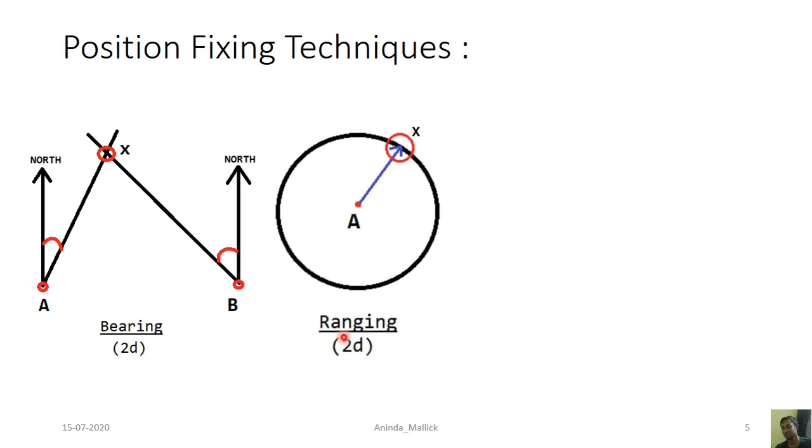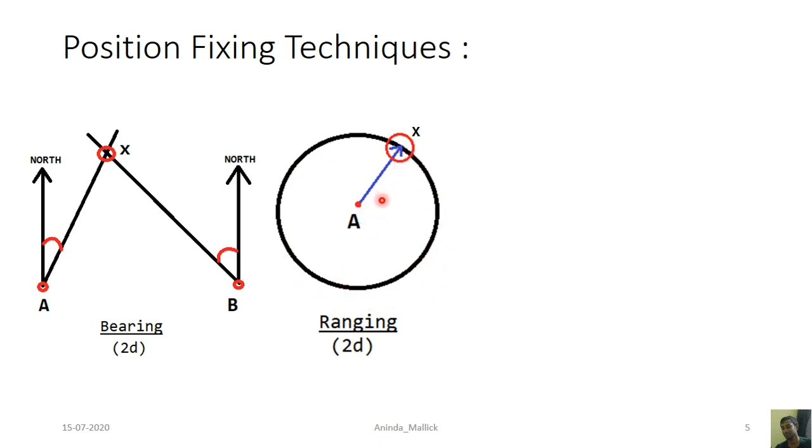And next is ranging. Ranging is basically measuring the distance between 2 points. Here you want to know the position of x, and for this the position of A is known. If we measure the distance between A and x, then we can't say the exact position of x, because the distance between A and anywhere on this circle is the same, because this is the radius.